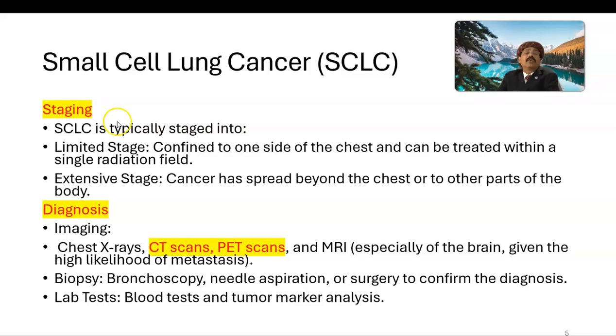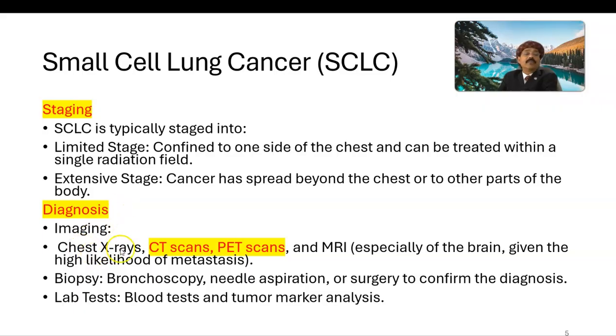Staging. Small cell lung cancer is typically staged into two categories: limited stage and extensive stage. Limited stage is confined to one side of the chest and can be treated within a single radiation field. Extensive stage means the cancer has spread beyond the chest or to other parts of the body.